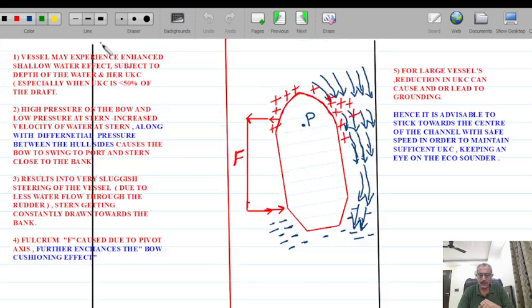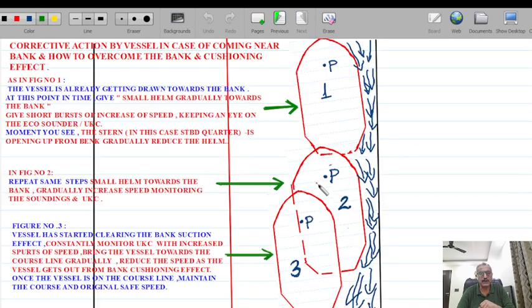So, with respect to the previous slide, now we have landed up in this situation. Now, how can we persevere to get out of this situation, to bring the vessel as close as possible and or towards the center line of the canal or channel. Corrective action by the vessel in case of coming near the bank and how to overcome the bank and cushioning effect.